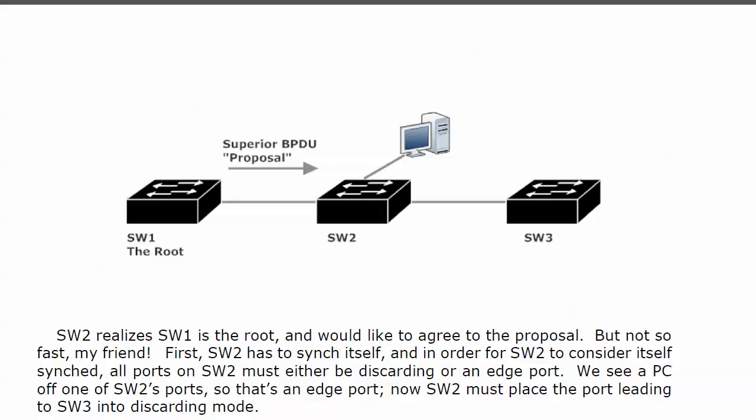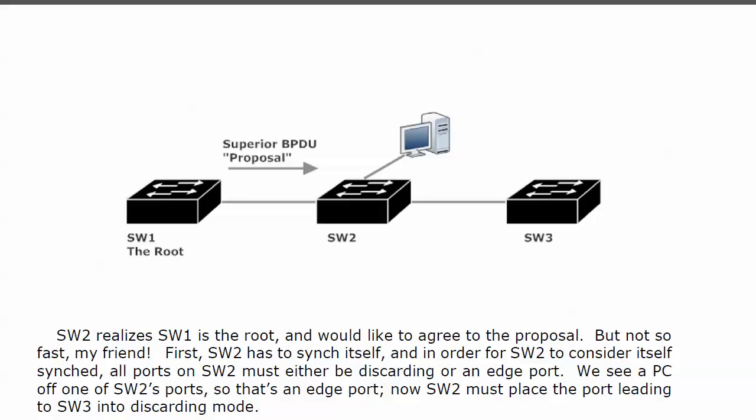It can't agree to it immediately, because switch 2 has to sync itself. And in order for switch 2 to consider itself synced, all ports on 2 must either be discarding or an edge port. And now you immediately say, well, I know why that PC's hanging up there, because we know that's an edge port. What's the command to configure an RSTP edge port? Spanning tree port fast. That's an edge port.